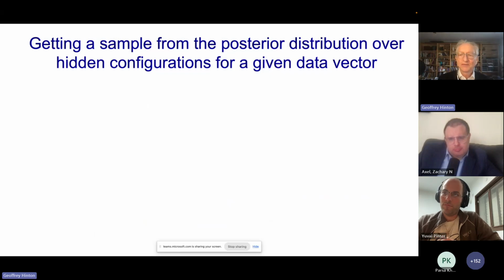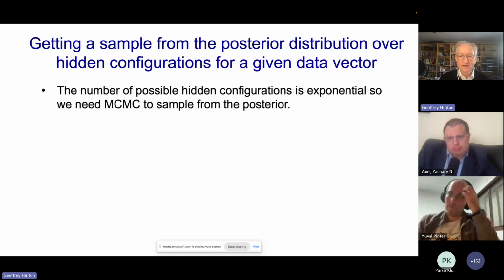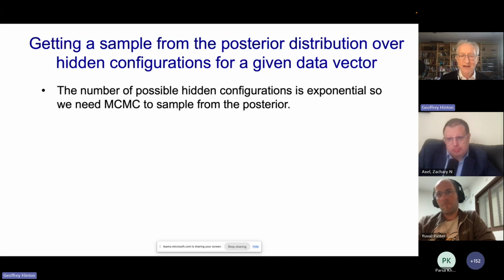If you want a sample of the hiddens given a particular visible vector, what you do is you clamp the visible vector on the visible units. So you don't sample those, you just sample the hidden units. And now you'll be sampling from interpretations of that input. Think of the clamped visible vector as like a line drawing, and think of the hidden units as what the edge units are doing. And you can sample interpretations now of that line drawing.